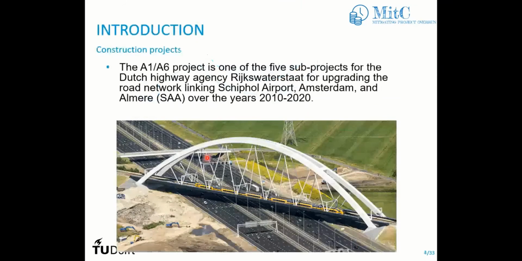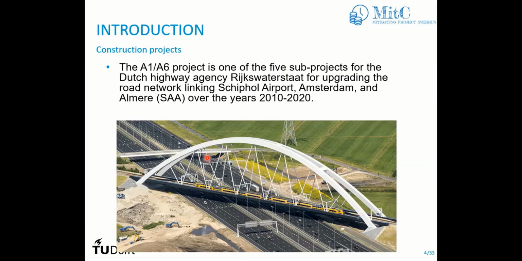So I will start with this project. It is one of five sub-projects for the Dutch Highway Agency, Rijkswaterstaat, for upgrading the road network that links Schiphol Airport, Amsterdam, and Almere over the years between 2010 and 2020. So you can see it's a huge project, and for a huge project, you have to have a planning. You have to identify activities, and you have to have plans to mitigate those activities if things go wrong, and so on.